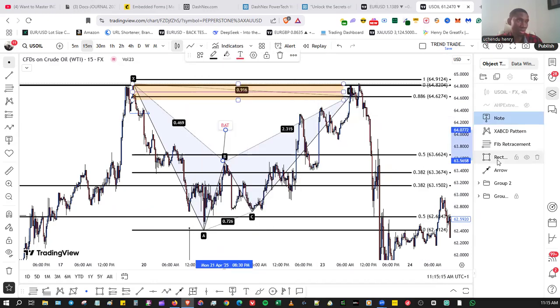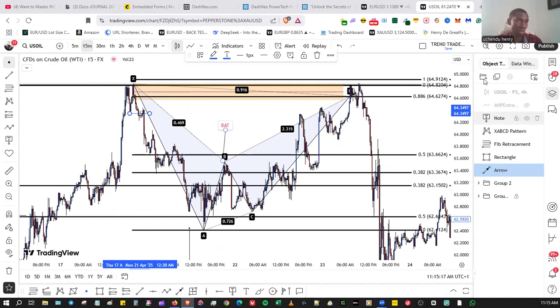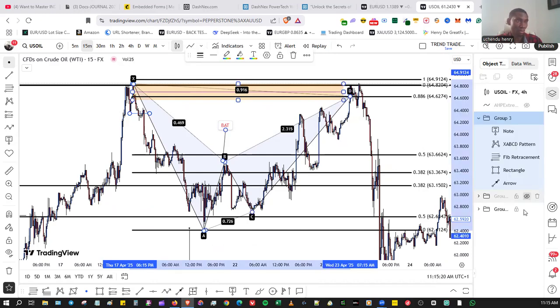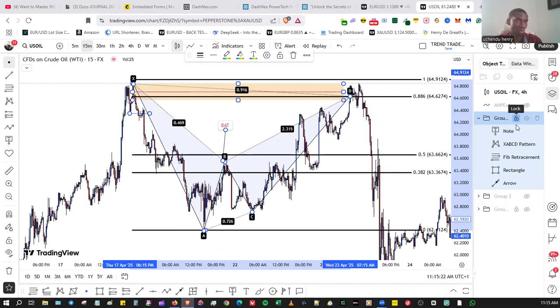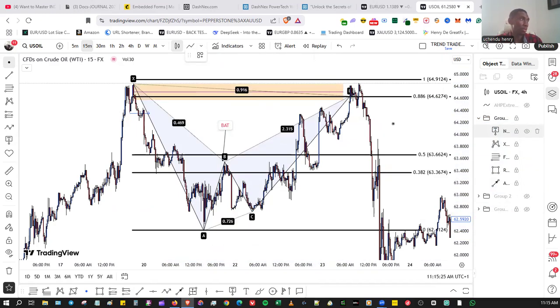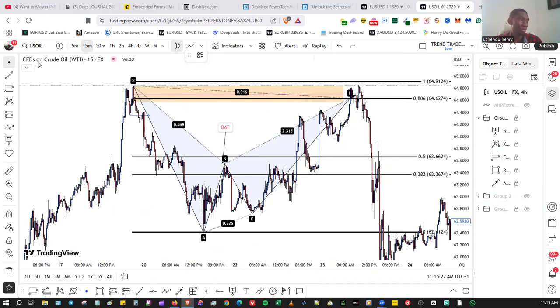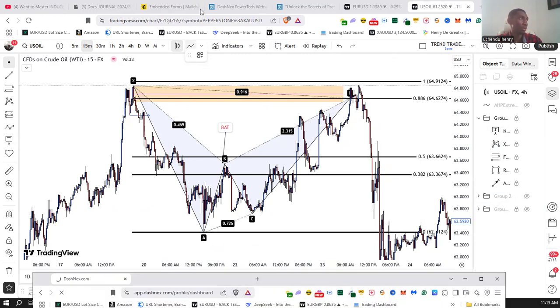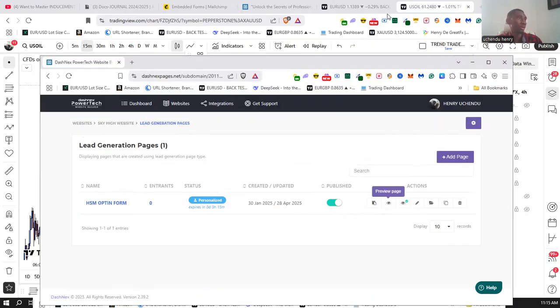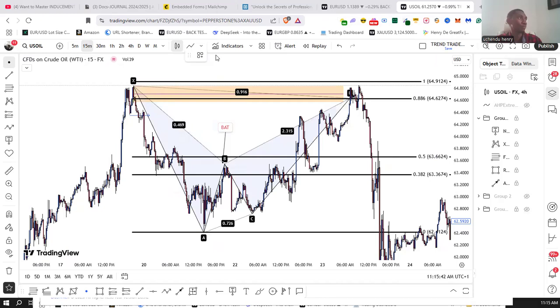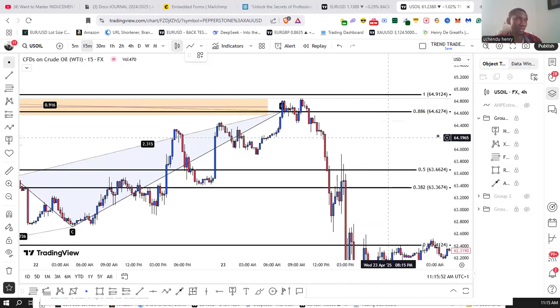I'm going to group them, put them inside a group to make my chart clean. I'm going to hide all of these, remove them, lock it up and hide it, and then open it up. Good. So let's look at what is happening here on the potential reversal zone.